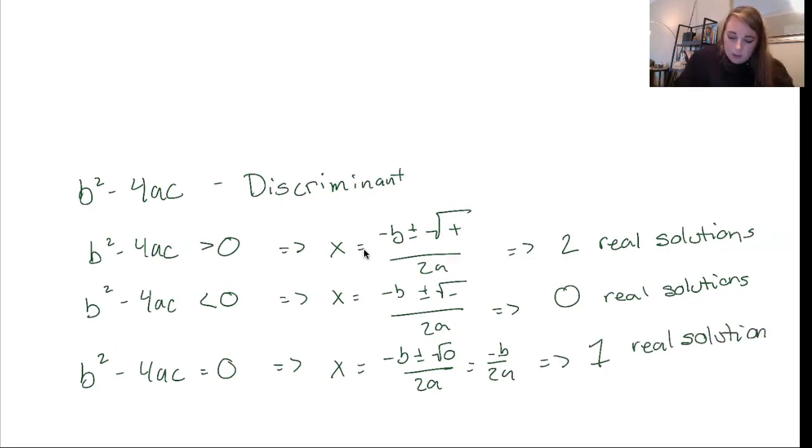So that's how the discriminant can tell us if we have 2, 0, or 1 solution. So you don't even have to fill out the whole thing to know that I had 0 real solutions. You could have just done the discriminant, which is pretty cool, right?